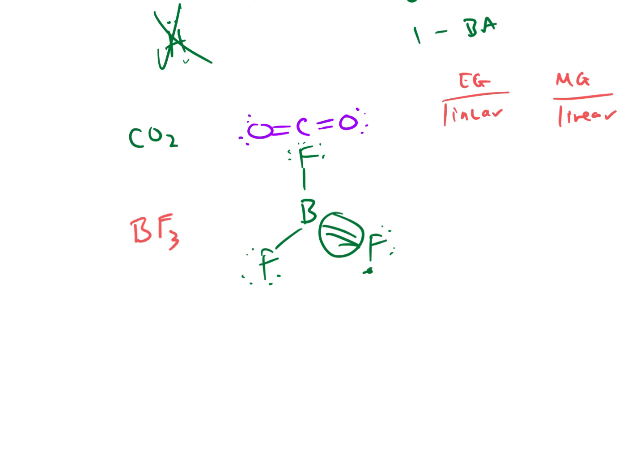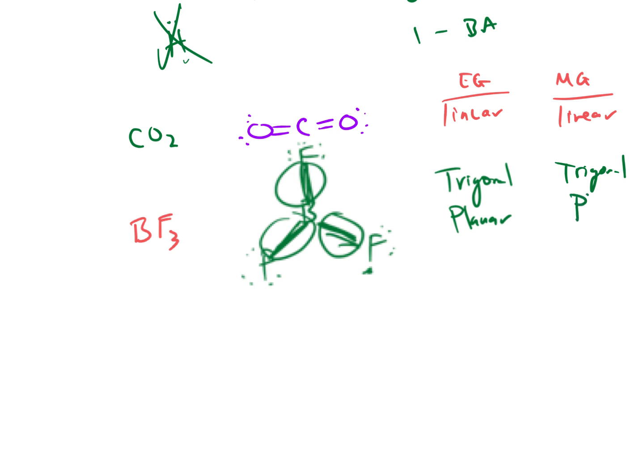These want to be as far apart as they can be. There's three regions. So what's that electron geometry called? Go ahead. Trigonal planar. And what's the molecular geometry? It has three bonds still, right? Yeah. Also trigonal planar. Same thing, that's it. We okay?